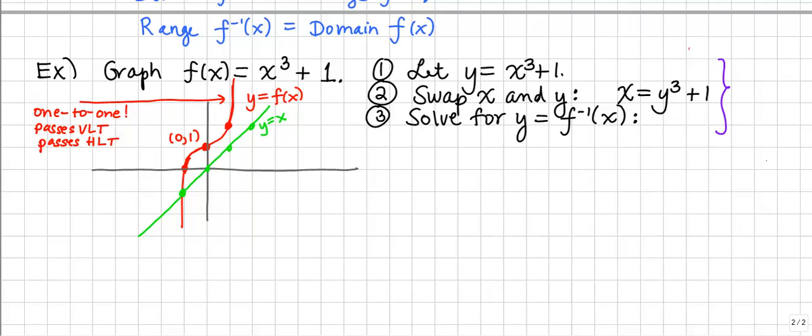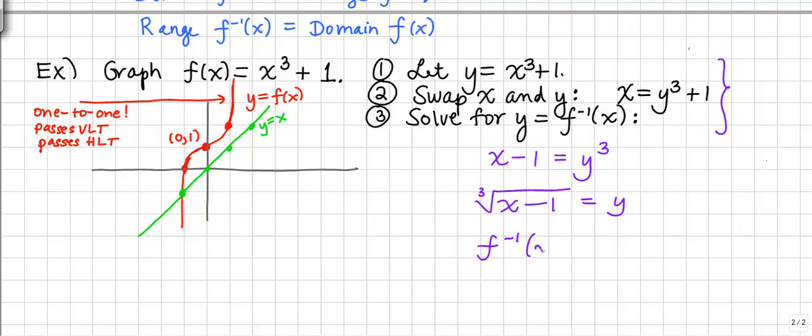Okay, so let's go ahead and solve for the inverse. So now that we have swapped x and y, we'll solve for y. And in doing so, we'll need to subtract 1 from each side, and then take the cube root of each side. So we'll have the cube root of x minus 1 equals y. So that's our f inverse of x. Okay, and now let's graph the inverse on the same coordinate axes.